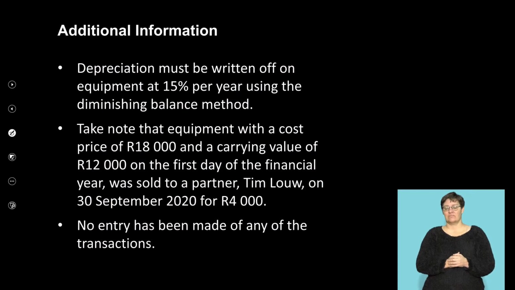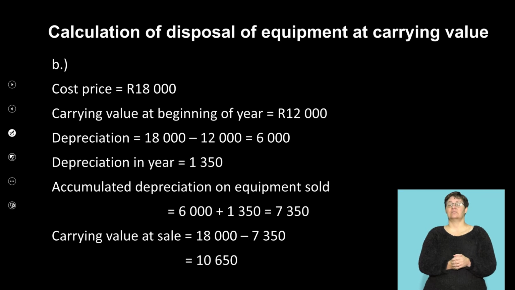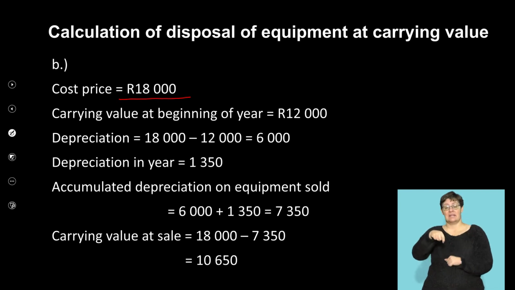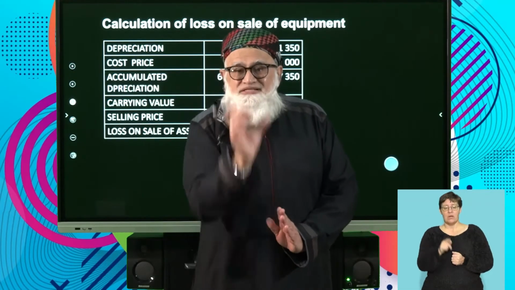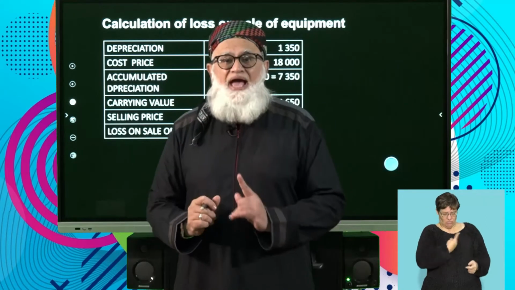So then they're telling you, okay, we've done that information, here we go. In terms of the disposal, watch, the cost price was 18,000, right? The carrying value at the beginning of the year was 12,000. We calculated our depreciation for the current year to be 1,350. Now, what I want to do for you now is take you into your table. Remember what we said. Whenever you are doing an asset disposal, always draw up a table for yourselves. What do we have in this table?